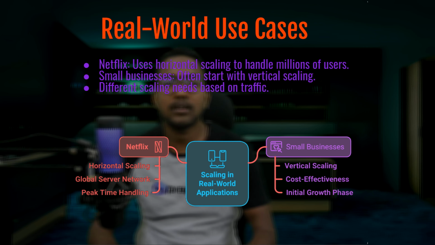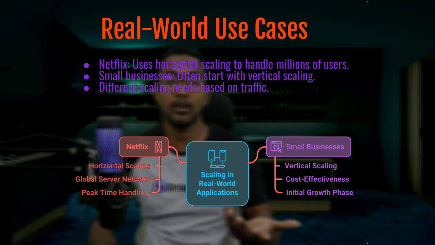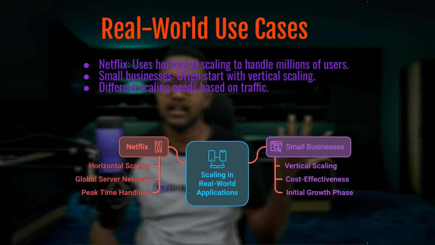This approach is what allows Netflix to scale up for peak times like new show releases, or some global events, like a live football World Cup match, anything.